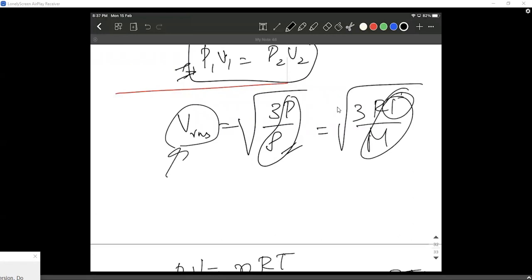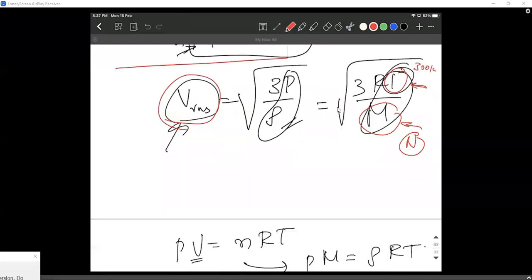There are problems on this thing. They directly give the temperature and molecular weight of the gas. They mention the gas and the temperature, like 300 Kelvin nitrogen. How much is VRMS? All you have to do is put the temperature value and the molecular weight of nitrogen, and you get the VRMS value. Bam. They give you questions like this.